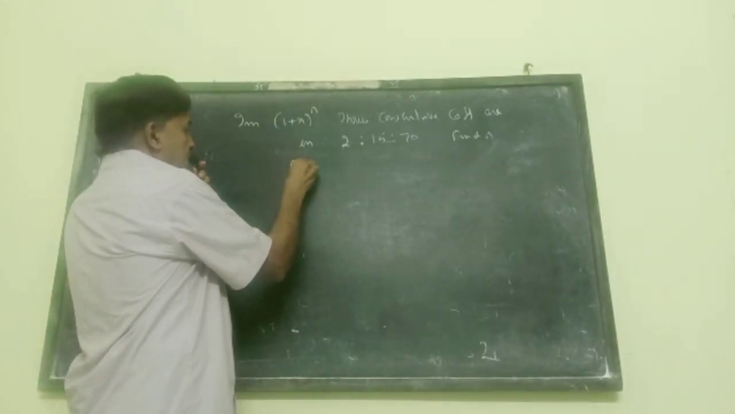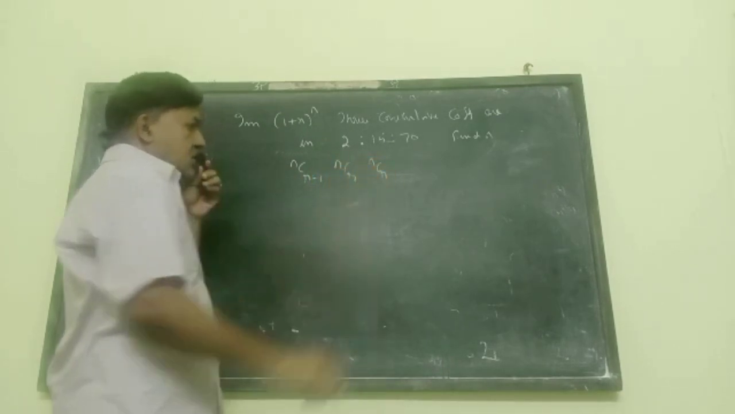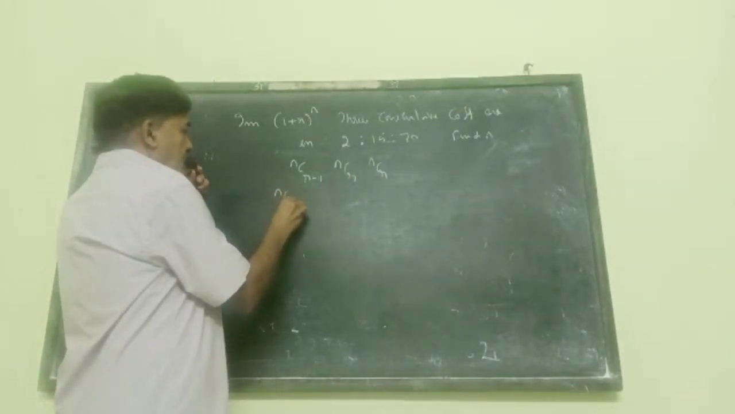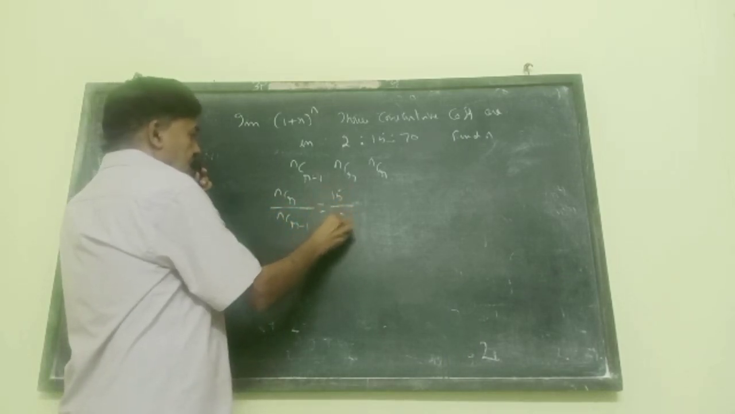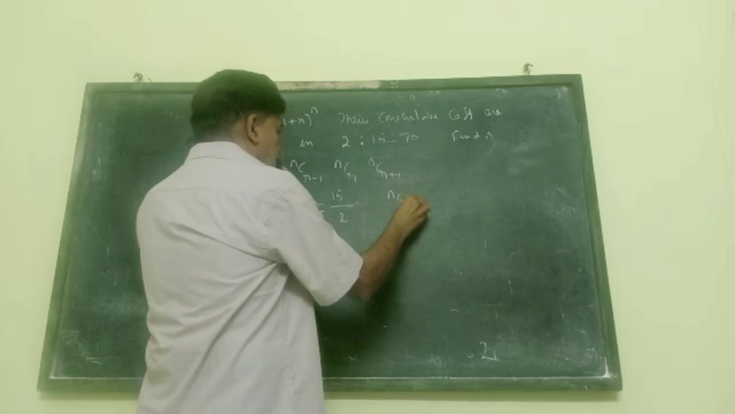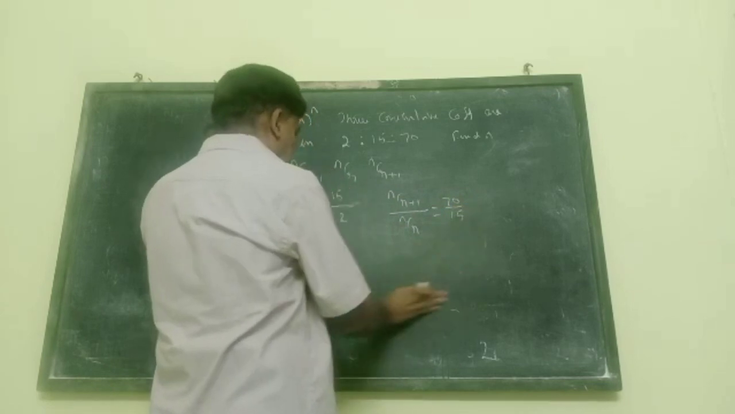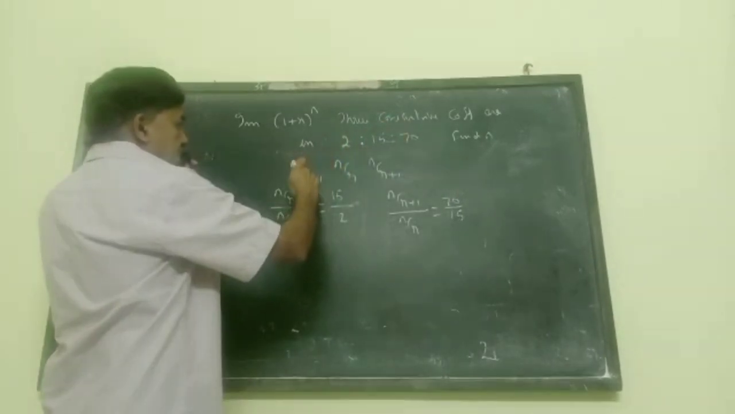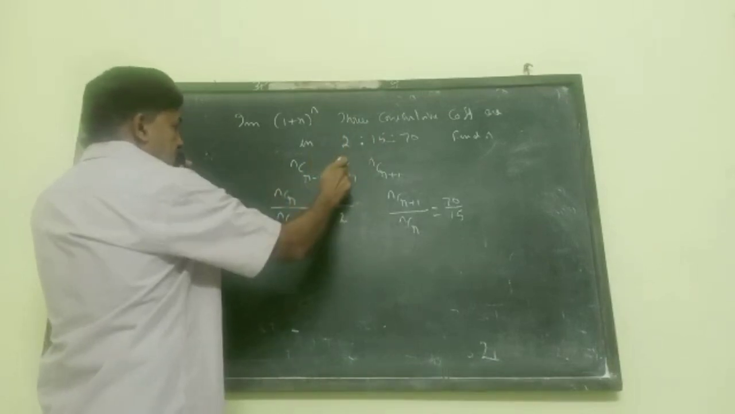So I will assume the consecutive coefficients as nC(r−1), nCr, nC(r+1), like this. So nCr / nC(r−1) = 15/2, and nC(r+1) / nCr = 70/15. 2:15:70 means this is 2k, 15k, 70k. So you will get like this. This by this is this by this.